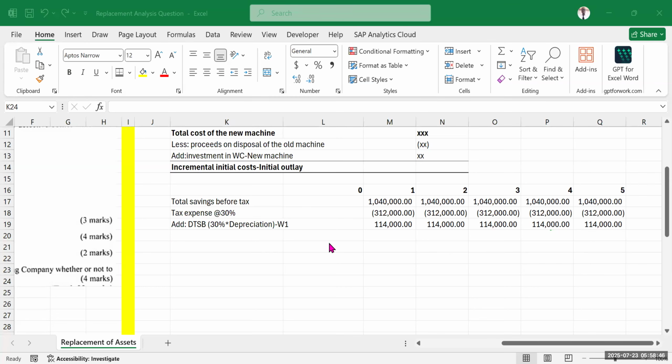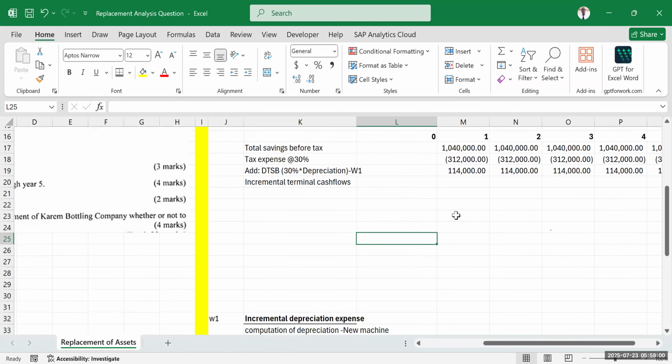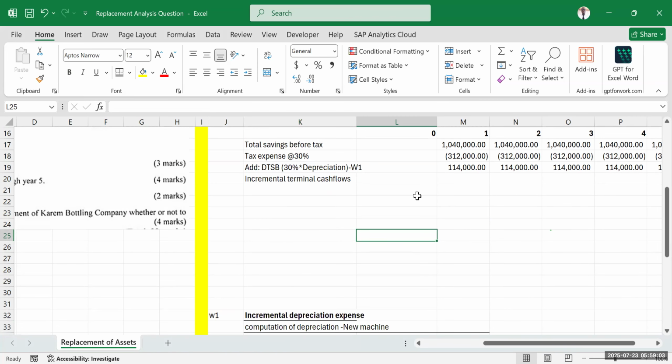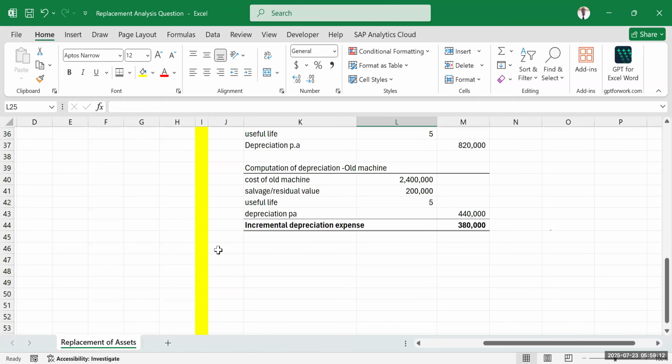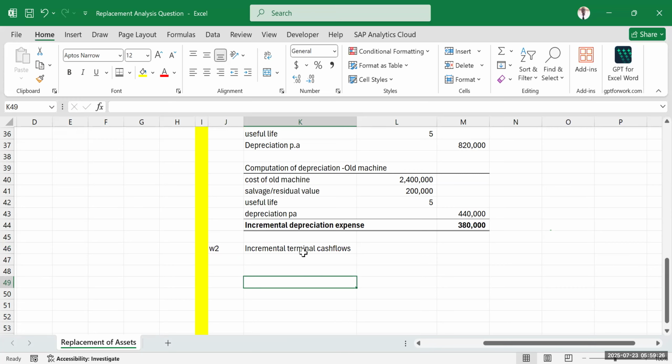You'll be all good. Now, we also consider here incremental terminal cash flows. Because we have two assets, we also have to check on any incremental terminal cash flows. We cannot ignore that; we don't only look at one side. So let's do a breakdown for the second bit, incremental terminal cash flows.